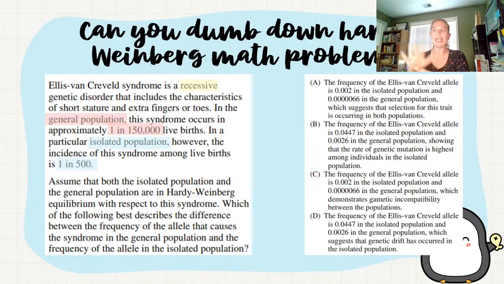So again, this is technically showing us founder effect, because a small population got isolated, and now I can see that those allele frequencies are different, but that's okay. We're now going to assume that they're in equilibrium with respect to the syndrome, and then we need to talk about the differences in their allele frequencies, okay? They gave us a lot of answer choices. I'm not ready to use those answer choices because we haven't done any math yet, okay?